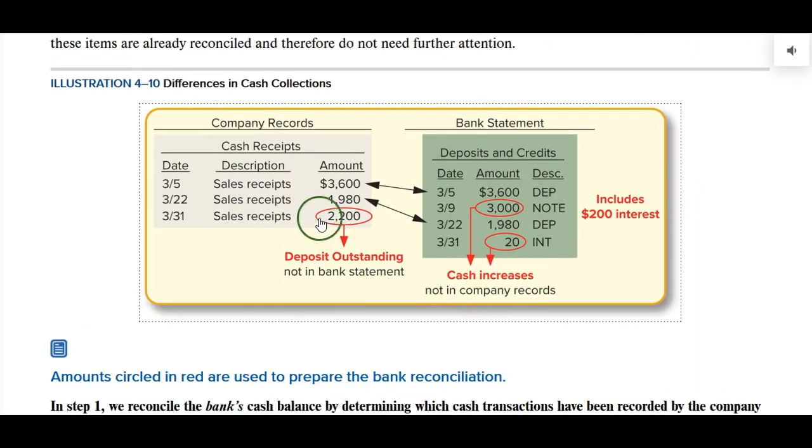We look at our records. We had 3 deposits we recorded. We only see 2 of those coming into the bank statement. This last one was made too late in the day. It did not get on the March statement. It'll be in the April statement, but not on the March statement. This is called an outstanding deposit.